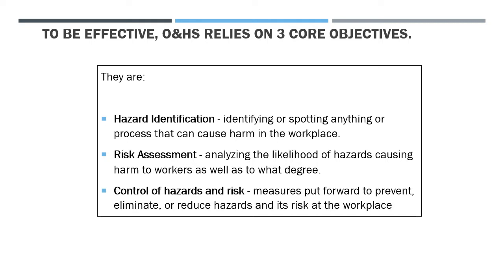So there are three core objectives of OHS. First, hazard identification: identifying or spotting any processes that can cause harm in the workplace. The second is risk assessment: analyzing the likelihood of a hazard causing harm to workers as well as to what degree. And the last is control of hazards and risks: measures put forward to prevent, eliminate, or reduce hazards and their risk at the workplace.